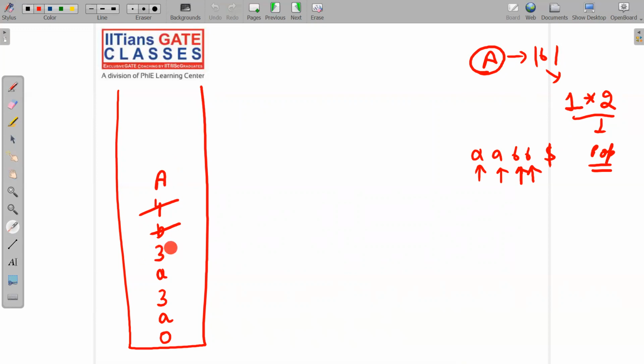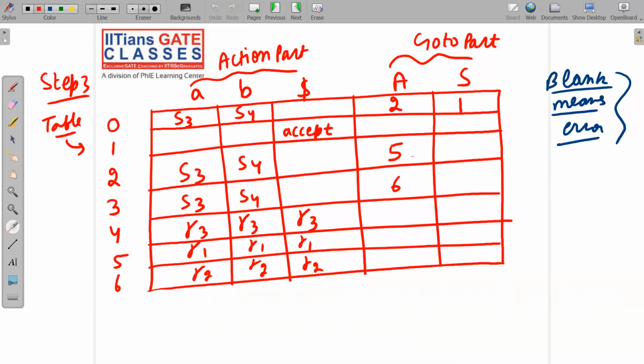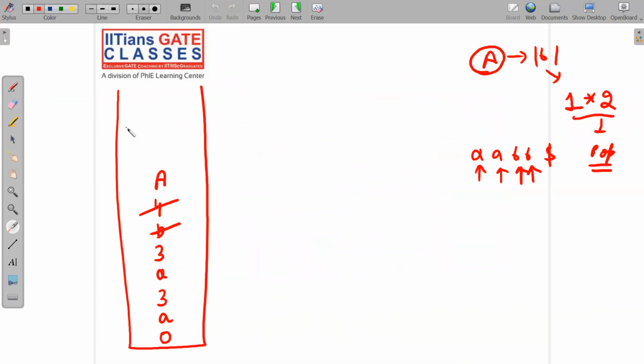Now I will say 3 on capital A. See, I have not moved the look ahead pointer one position to the right because it was not a shift move. In case of shift move only, we will shift the look ahead pointer. Otherwise, we will not shift. Now 3 on capital A. See the slide. 3 on capital A, go to state number 6. So I will put here 6.